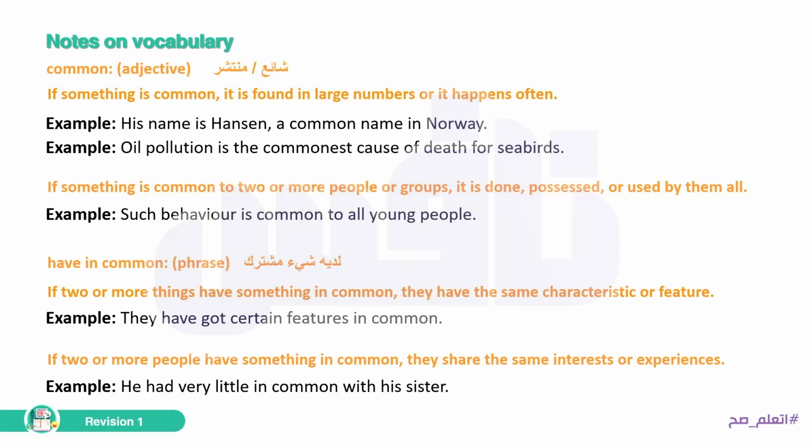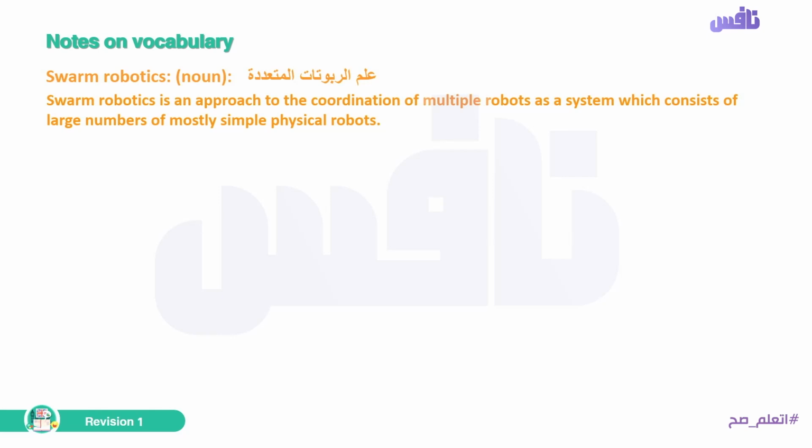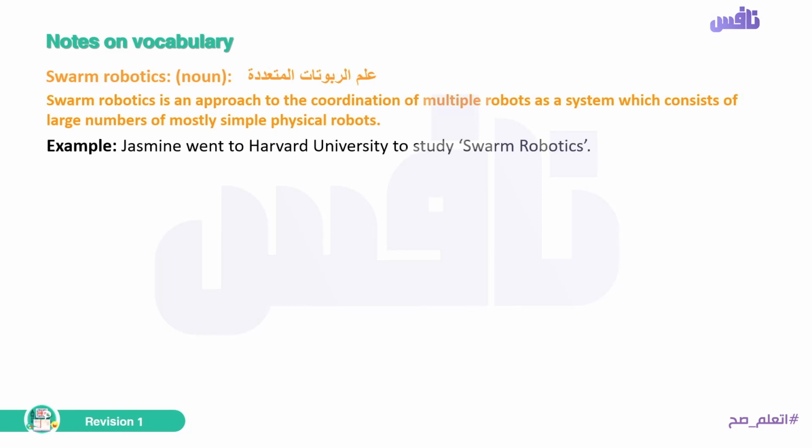يعني هو لديه القليل ما بينه وبين أخته من الاهتمامات المشتركة. Swarm robotics اللي هو علم الروبوتات المتعددة. يقول لنا swarm robotics is an approach to the coordination of multiple robots as a system which consists of large numbers of mostly simple physical robots. ومديني example بيقول لنا Jasmine went to Harvard University to study swarm robotics.